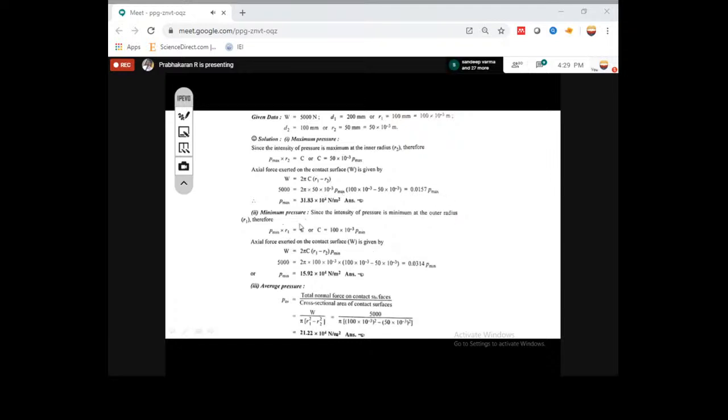Second, minimum pressure. Pressure is always inversely proportional to the radius, so minimum pressure will be obtained at the outer radius. So definitely you can find out the P minimum by using 2 pi C into (R1 minus R2) into P minimum. Average pressure means total force divided by cross-section area. From that you can find out your average pressure. This is very simple. So this type of problem is very important.